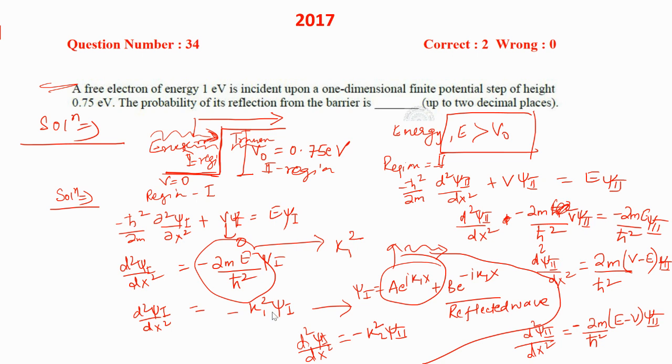Now, what will be the formula for the solution for this one? Psi 2 will be c e raised to the power iota k2x plus d e raised to the power minus iota k2x. So we have solved the equation. This is psi 1 is equal to a e raised to the power iota k1x plus b e raised to the power minus iota k1x, and psi 2 is equal to c e raised to the power iota k2x plus d e raised to the power minus iota k2x.